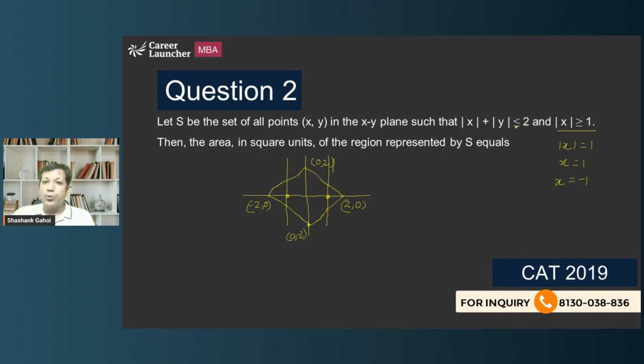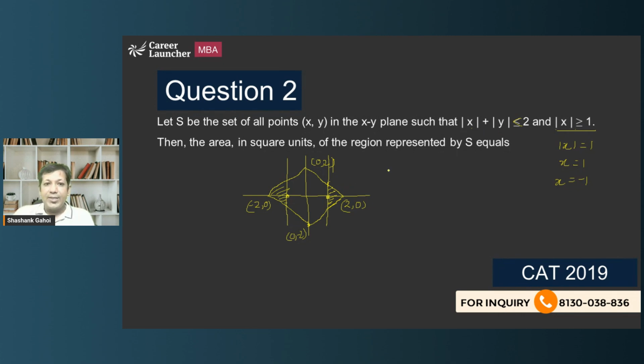Now we are going to look at the inequality. So that is a less than inequality. So if mod of X plus mod of Y equal to 2, the graph is going to be on the line. If it is less than 2, it means we are talking about all the internal points of this. If it is greater than this, it means outside the region. Fair enough. And the second one, mod of X is greater than 1. So this is X equal to 1. So X greater than means this is the region. Okay, so that's what we have.